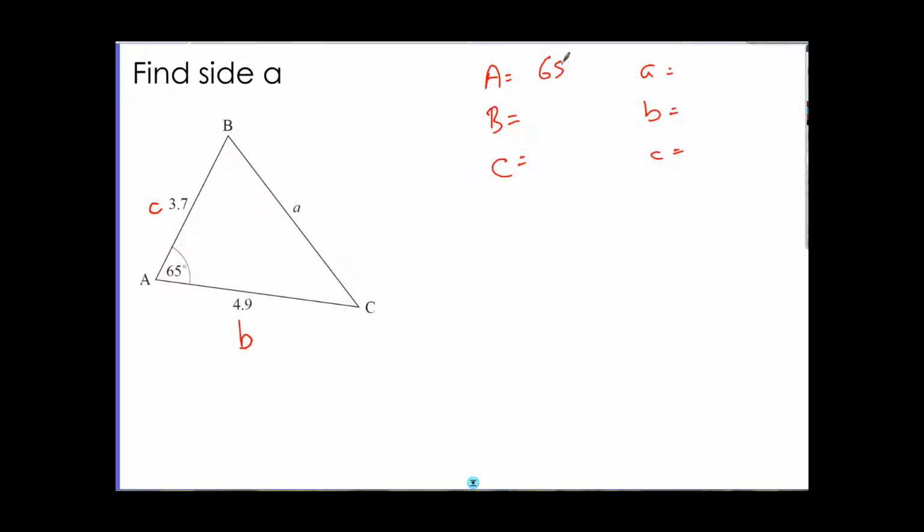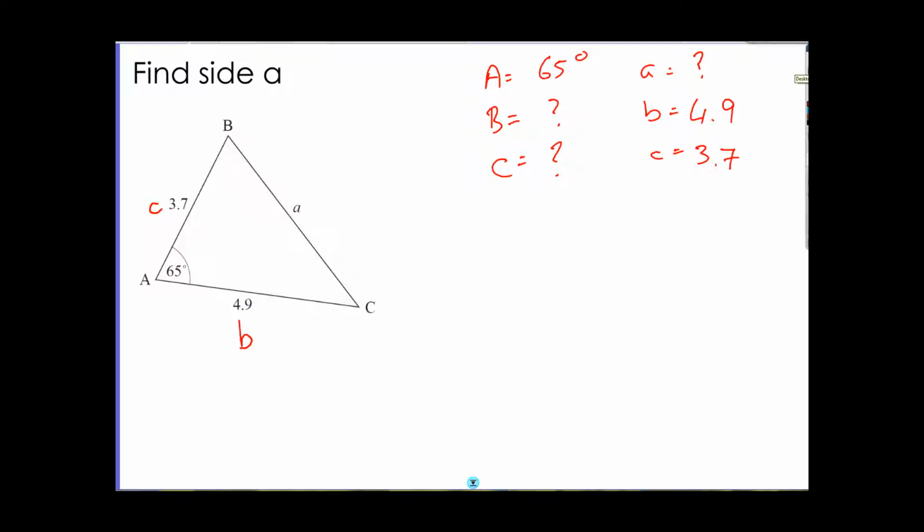Angle A is 65 degrees. We don't know angle B or angle C yet. Side A we don't know, that's the one we have to find. We know that side B is 4.9. We know that side C is 3.7.